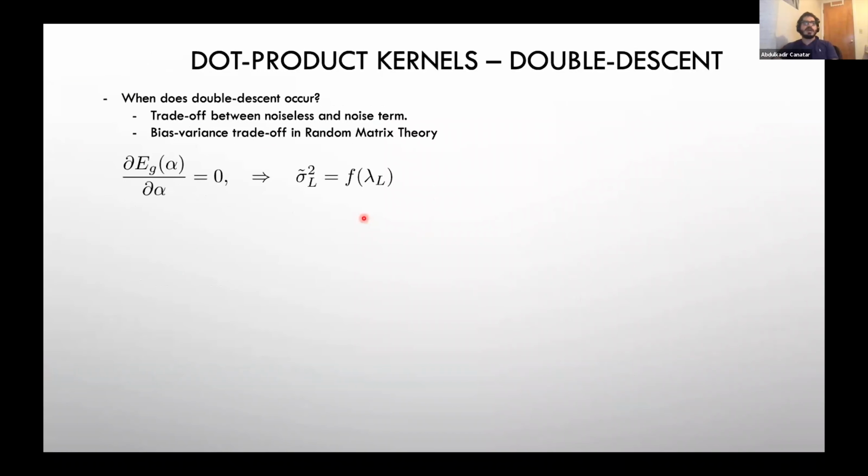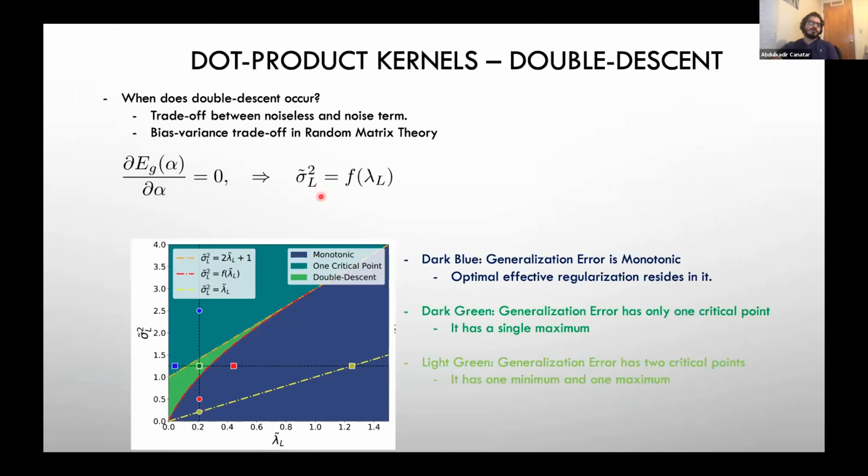And now next I'm gonna ask, when does double descent occur? When I see a non-monotonicity in my model, basically what I do is that I take the derivative of my generalization error with respect to alpha, and I find a function which tells me for which regularizations and for which noise I will see double descent.